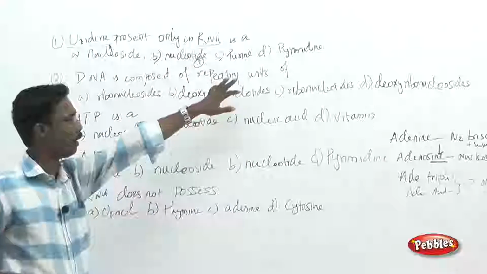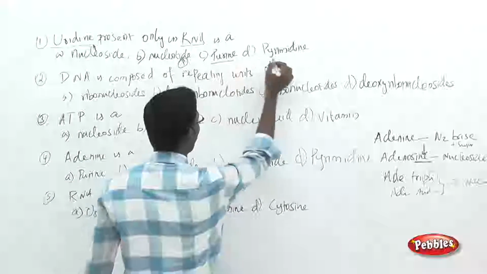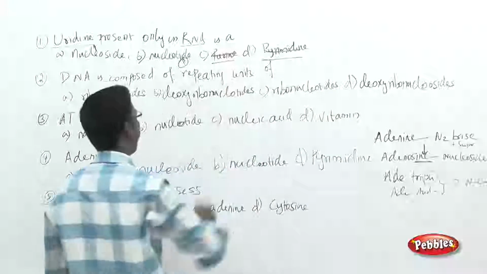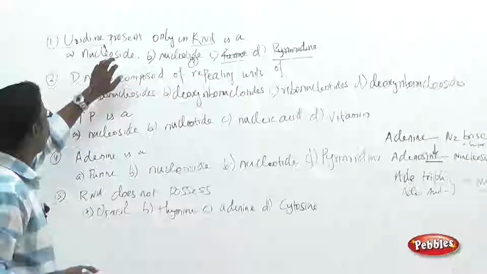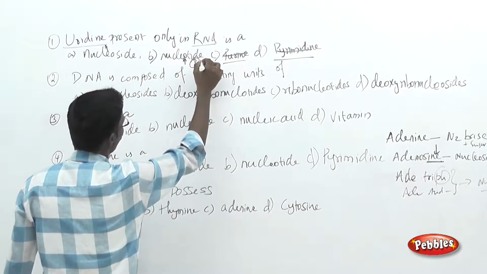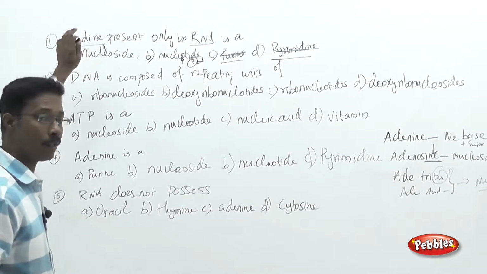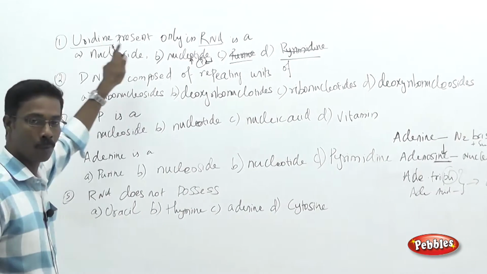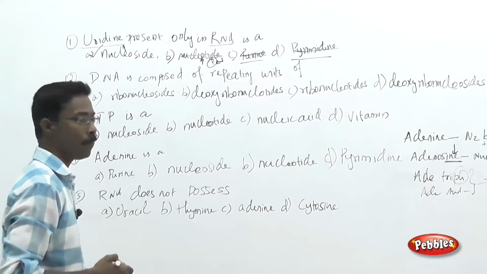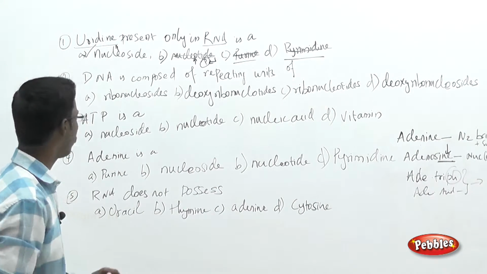Uridine present only in RNA: uridine is not a purine or pyrimidine. As we all know, purine and pyrimidine are just nitrogenous bases, so you cannot choose this as the answer. It must be nucleoside or nucleotide. Whenever you think about a nucleotide, it should come along with a phosphate group. There is no phosphate group here. This is not uridine triphosphate, just the word uridine given to you. So this is not the answer. Uridine in RNA is a nucleoside is the answer. This is how you have to choose the answer for this type of question.